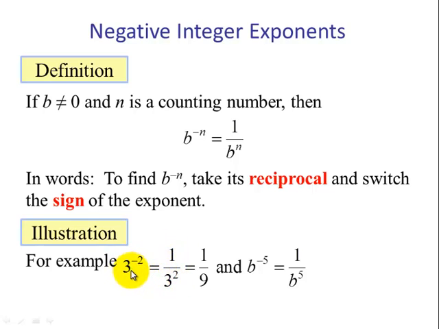So since 3 raised to the negative 2 power technically is the same thing as 3 raised to the negative 2 power over 1, you send that base to the denominator and then you change the sign of the exponent. And 1 over 3 squared is 1/9. B to the negative 5th power, again, think of this as over 1. To make the exponent positive, we have to send it to the denominator.